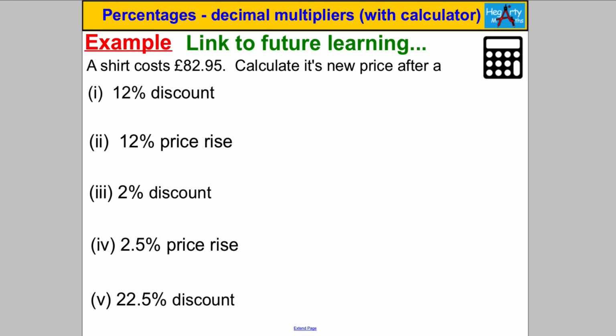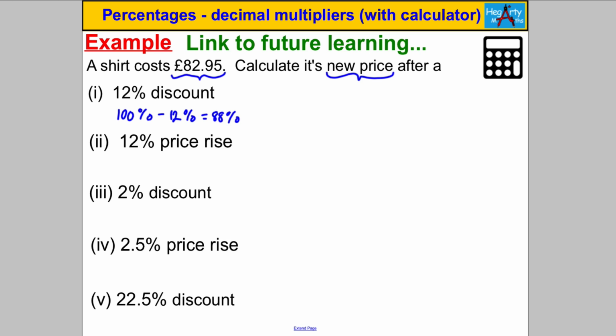Okay, why don't we actually try now, and we're going to link to what we're doing in the next video, but why not start now? Why don't we try and use those decimal multipliers to actually work out a percentage increase or decrease? So, a shirt costs £82.95. Calculate its new price after a 12% discount. Remember 12% discount? Discount means reduction. You start with 100, you subtract 12, you're left with 88%.